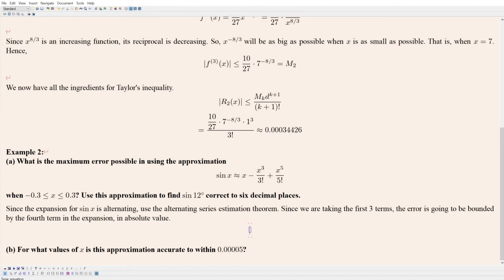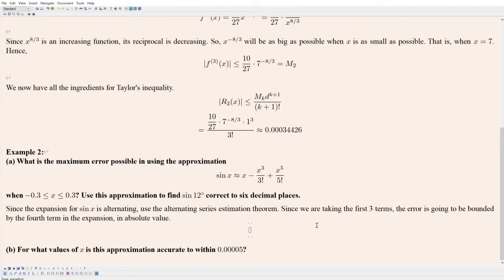Okay, so we do have to be a little bit careful here, because in the alternating series estimation theorem, it must be the case that when you neglect the alternator, the terms are positive. But that's not necessarily happening, because x might be negative here. But here's the thing. This function is odd. So what's happening when x is negative is a perfect reflection of what's happening when x is positive. So let's just assume that x is positive and go from there.